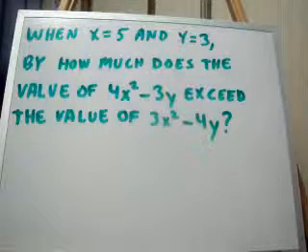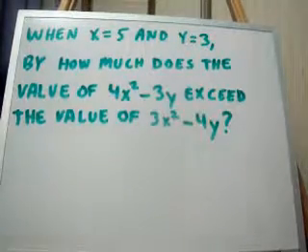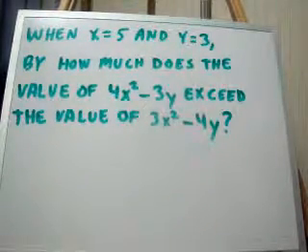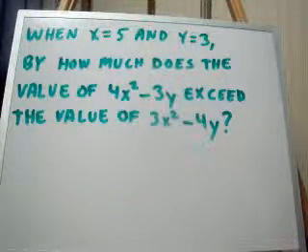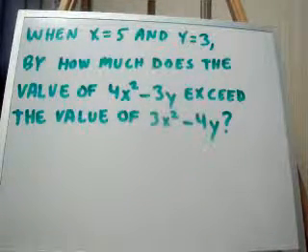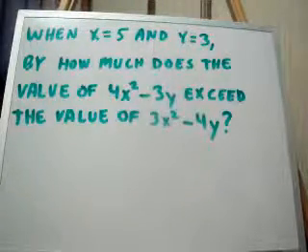91 exceeds 63 by 28. So what you would do is you'd look down through the 5 answers and you would find the answer of 28, and that would be your answer. And that's how you solve that kind of a problem.